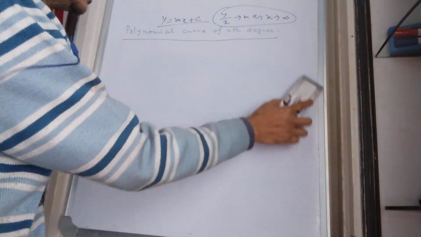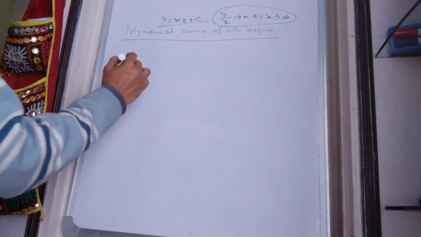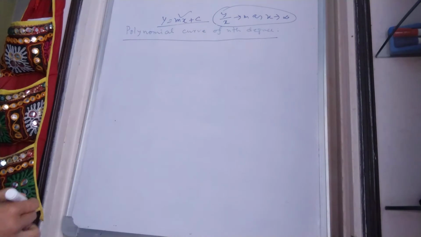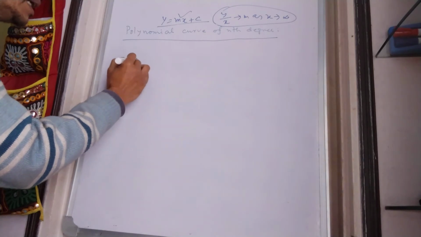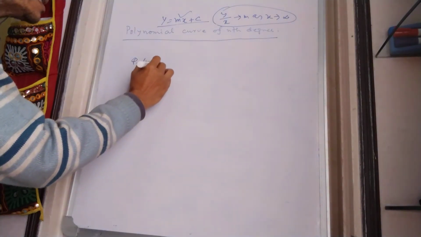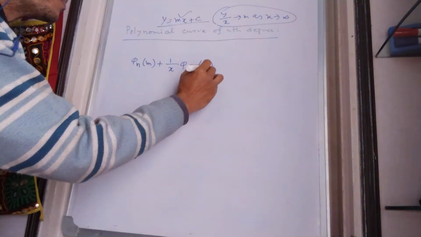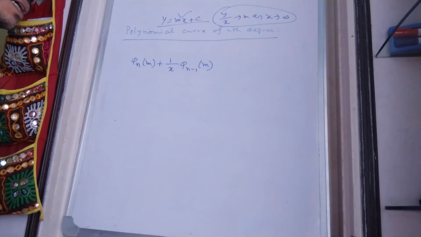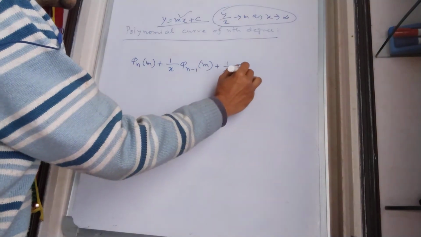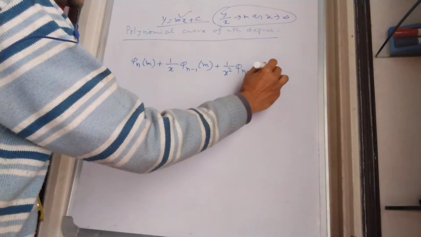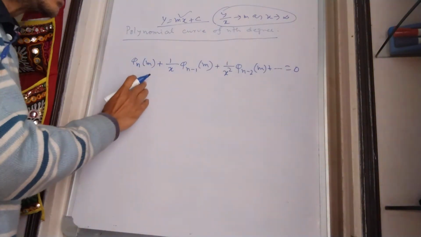Now, let us try to find out the C part of the asymptote, isn't it so? Now, if you can remember, you may write the equation like this, that phi n m plus 1 by x phi n minus 1 m, isn't it so, plus 1 by x square phi n minus 2 m and other terms, before we have taken the limit of x tends to infinity.